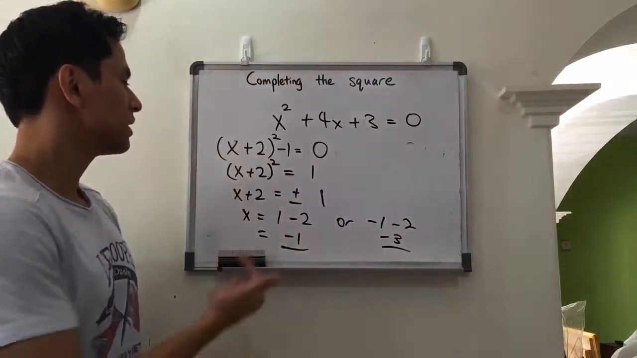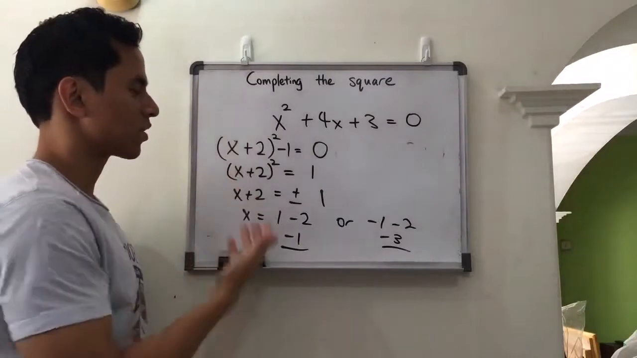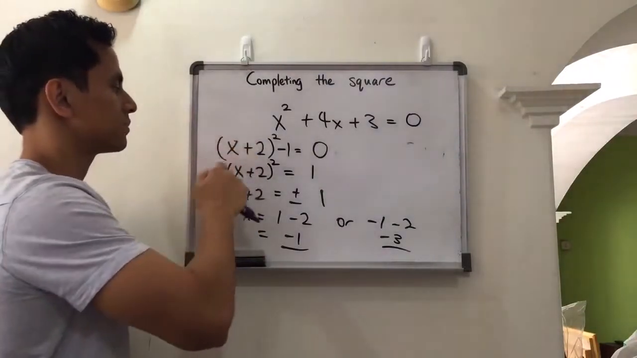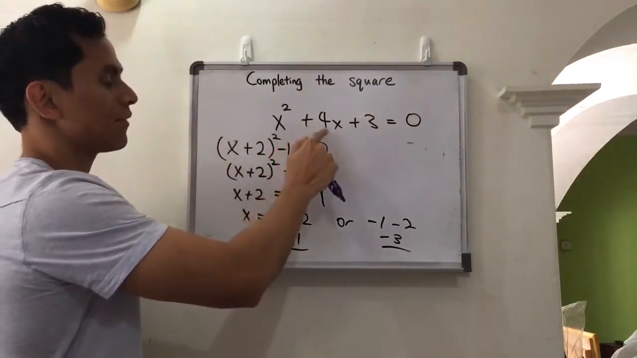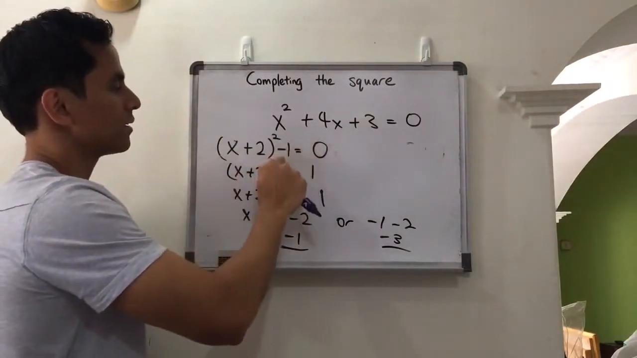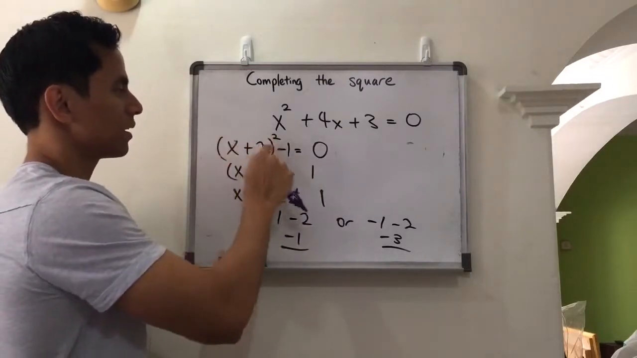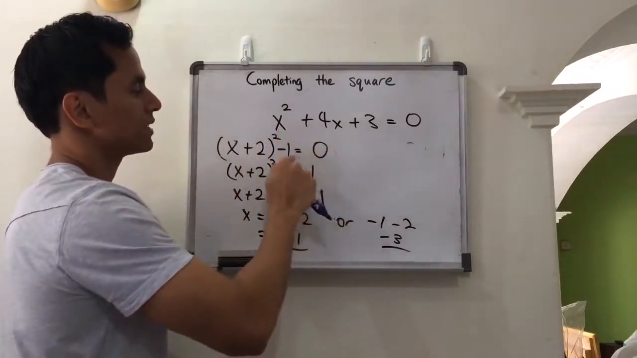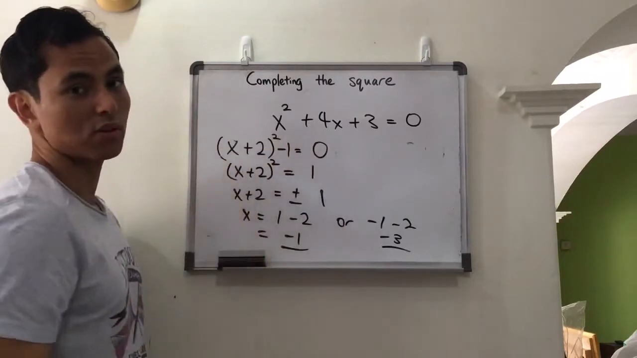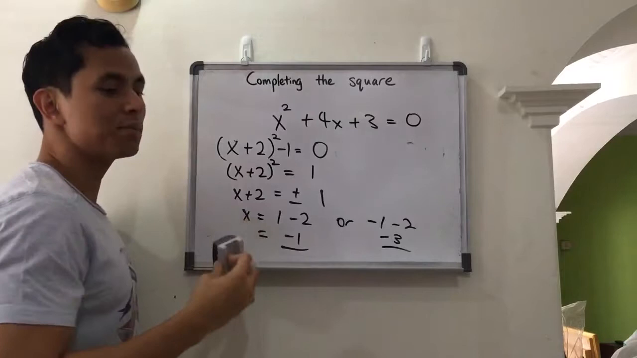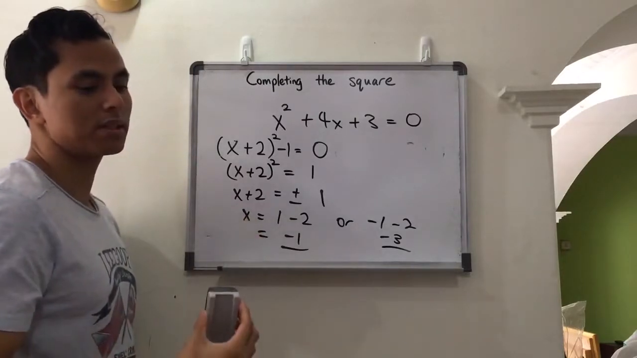Okay, so this method is called completing the square, and it's all about getting this part here, taking half of this, and then adding or minusing the difference so that this becomes the same term here, and then replacing it. And then from there we solve. Okay, so this is completing the square. Alright, then let's move on to a more tricky example.